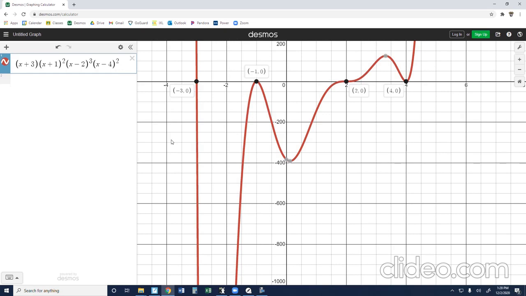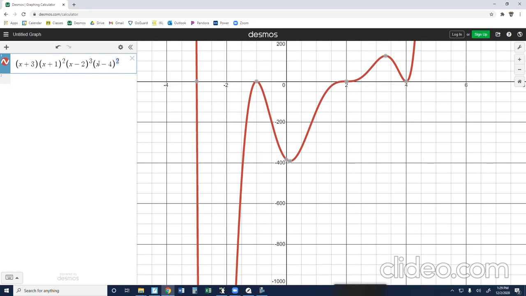What we can see here is that in some cases, the graph goes through the zero. In other cases, it bounces or touches the zero and then changes direction, making that point a relative minimum or maximum, changing from increasing to decreasing at that point. What we may notice is that the degree of the exponent correlates to whether the graph goes through a point or bounces off a point. If I take a look at the exponents, at negative 1 and at 4, it's bouncing off of those points. They both have the exponent of 2 on those factors. At negative 3 and at 2, it's passing through those points. They have different exponents, but those exponents are 1 and 3.